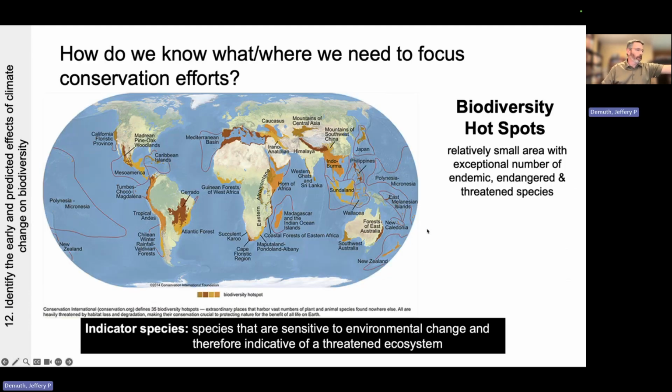If you zoom out, in terms of not just thinking about which species or which types of organisms to look at, but what parts of the world we should be focusing our attention on, biodiversity hotspots are the ones where it makes the most sense to put the most investment. These are small areas with exceptional numbers of endemic and tend to be endangered and threatened species. I'll talk about why that is on the next slide. I mean, it's part of the definition of a hotspot.